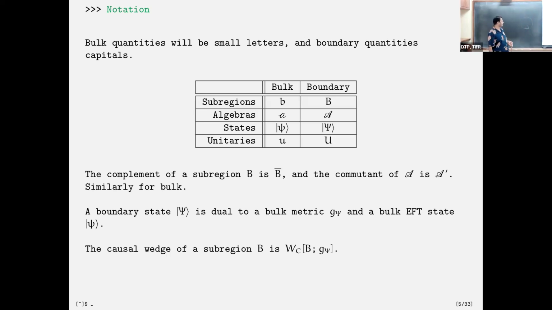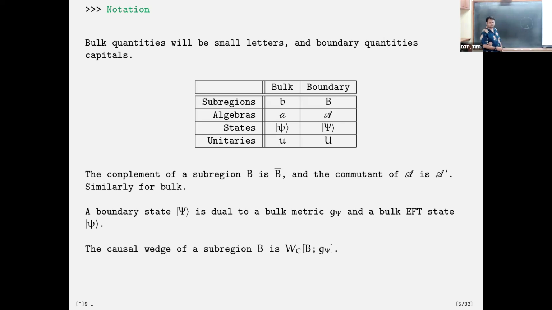I'll also use this notation W_C(B; g) to denote the causal wedge. C means causal, of course, and the causal wedge depends on the boundary subregion B. But it does not depend on the full state, it only depends on the bulk metric, because it is defined by causal relations in a metric. So it only depends on g, not on psi, not on the other information in the boundary.